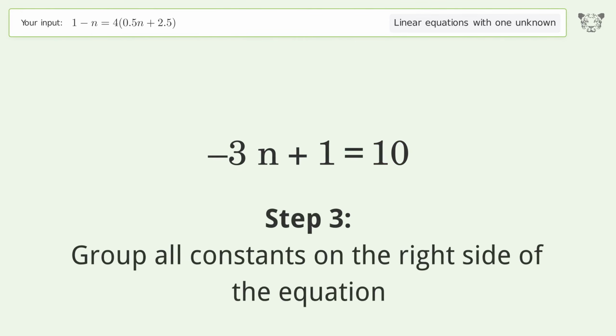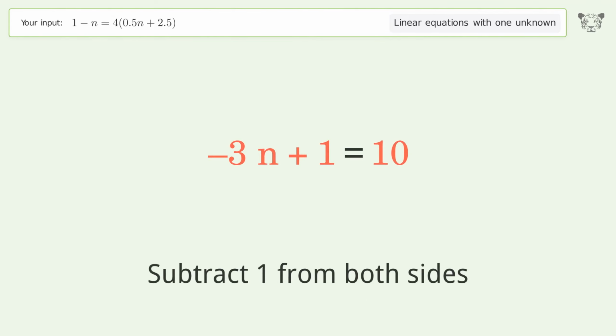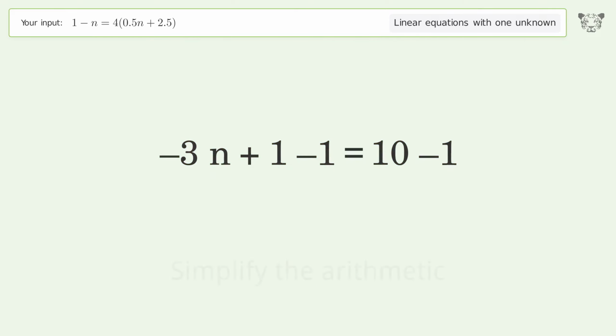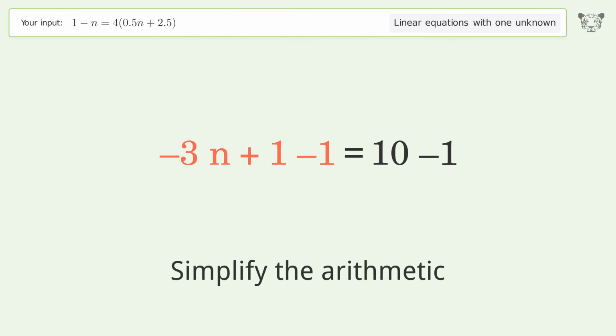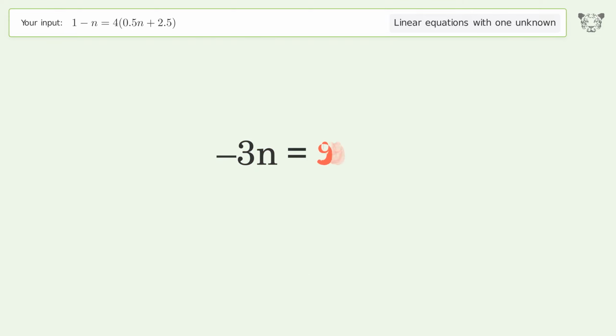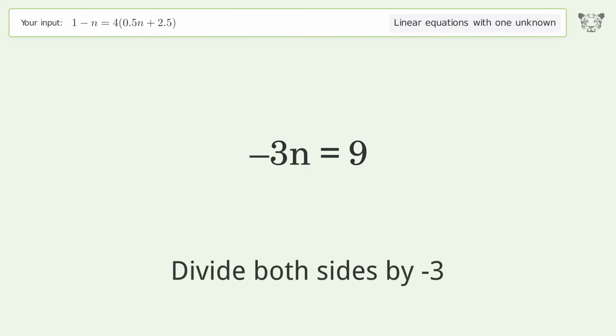Group all constants on the right side of the equation. Subtract 1 from both sides. Simplify the arithmetic. Isolate the n. Divide both sides by -3.